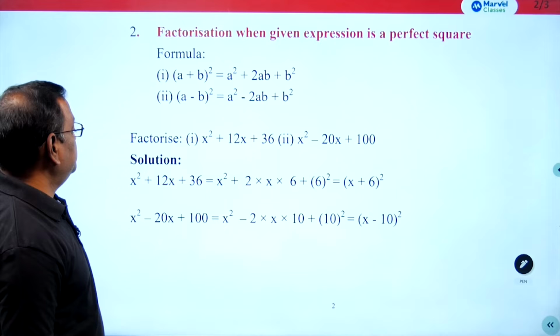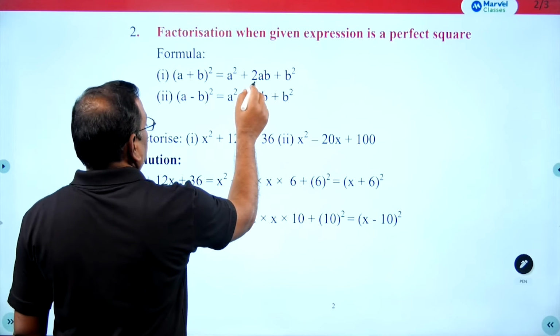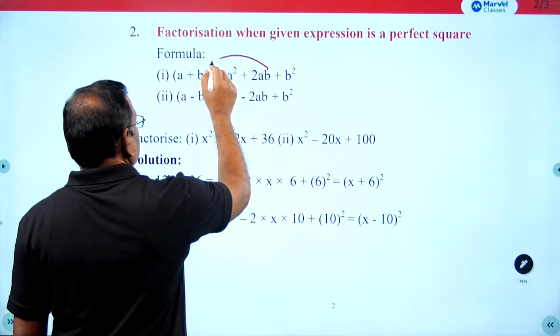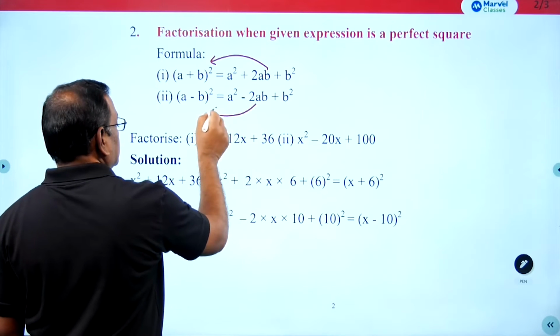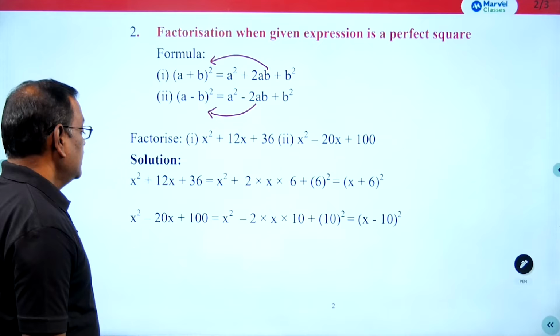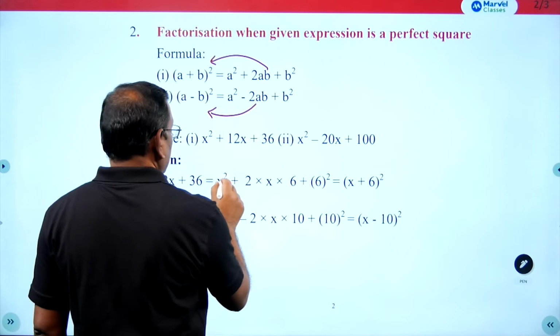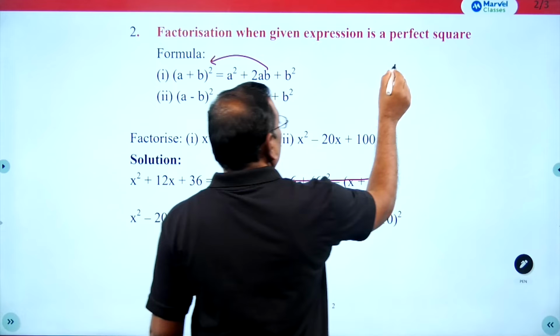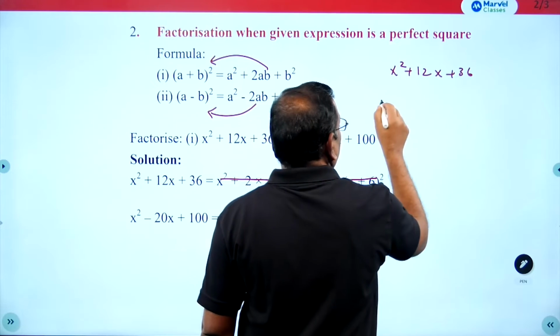And next sum, using these two identities: a plus b whole square equal to a square plus 2ab plus b square. If RHS is given, how to convert into LHS, and here also RHS is given, how to convert into LHS. Here the first term is x square plus 12x plus 36.